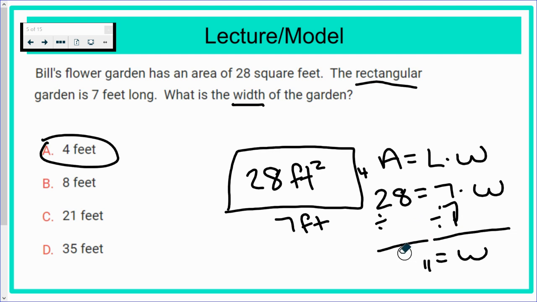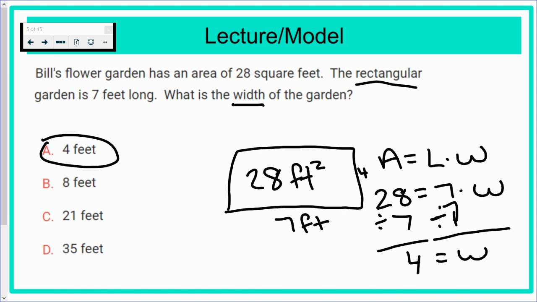So we know that our formula to find area of a rectangle is length times width. So we need to plug in our numbers. 28 is the area, 7 is the length, W is the width, because we don't know it yet. To undo this equation, we're going to undo multiplication with division and divide both sides by 7. 28 divided by 7 is 4. So the width of the rectangle is 4 feet, because 7 times 4 would give you an area of 28.